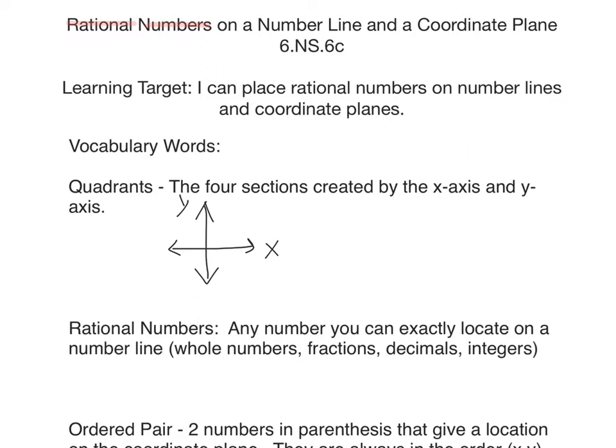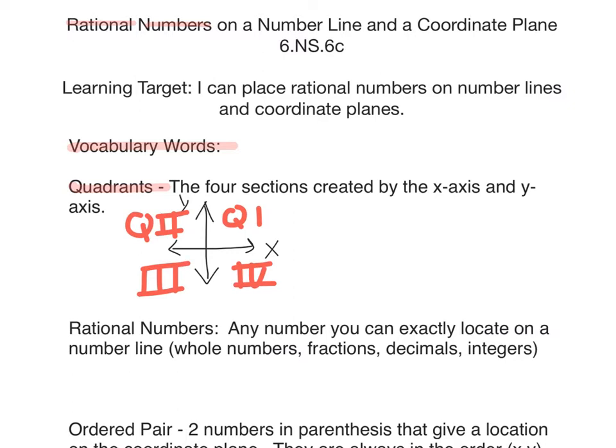So our learning target is: I can place rational numbers on number lines and coordinate planes. Our vocabulary word is quadrants. You should already know those. The quadrants are the four sections created by the x-axis and y-axis. So the upper right is quadrant 1, the upper left is quadrant 2, the lower left is quadrant 3, and the lower right is quadrant 4. That's all you need to know about that.